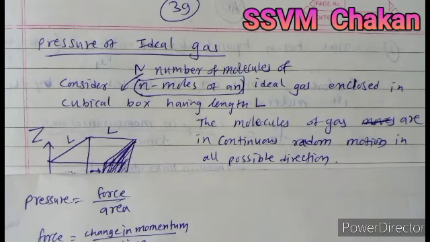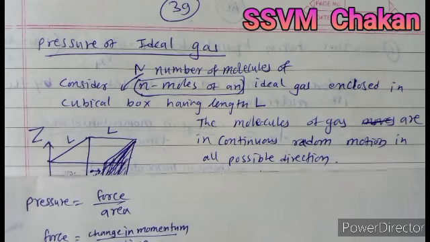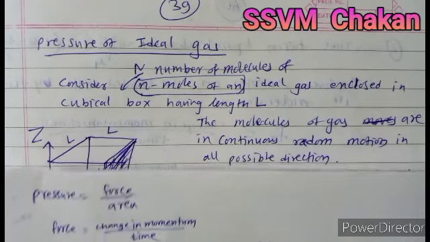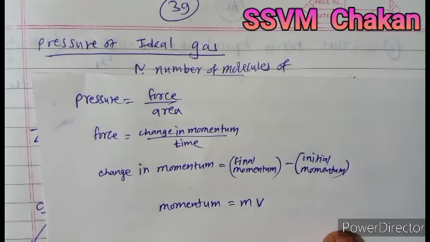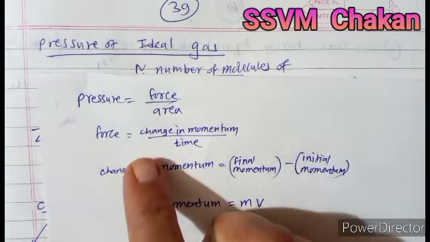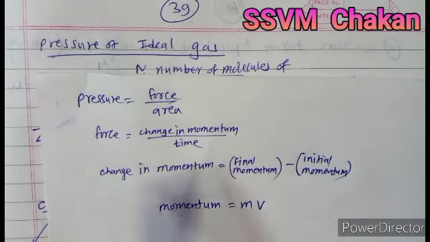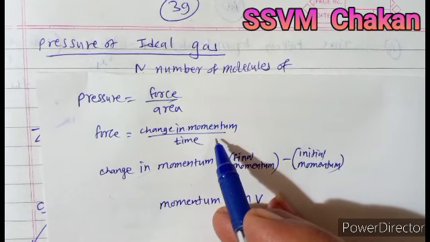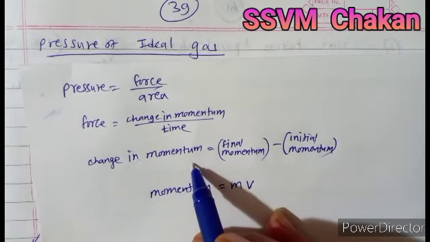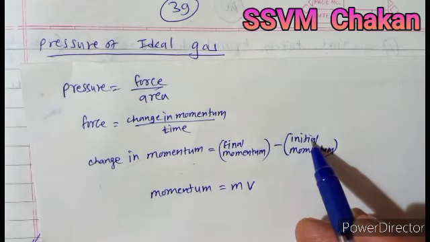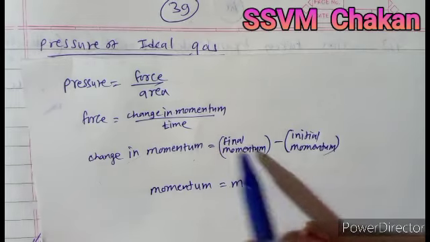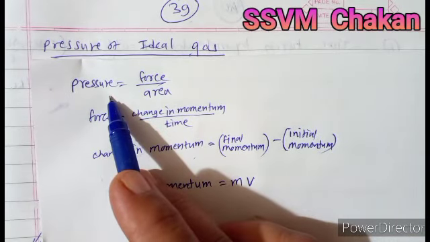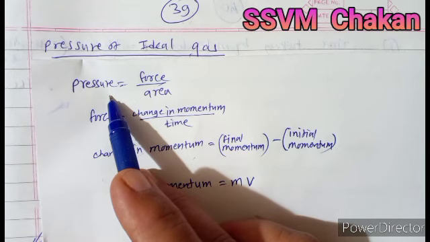When we take a gas in a container, that gas applies pressure on the wall of the container. We calculate the formula for pressure. We know the formula for pressure is force upon area, but force is nothing but change in momentum upon time, as per Newton's second law. Change in momentum is final momentum minus initial momentum, and momentum is mass into velocity. So we calculate the pressure formula, the pressure of the gas applied over the wall of the container.